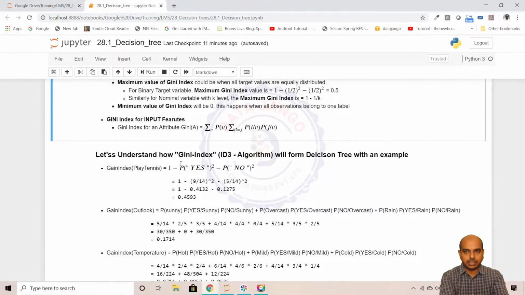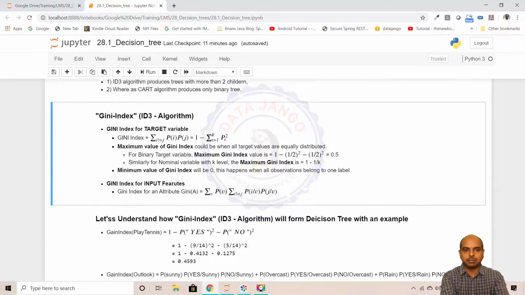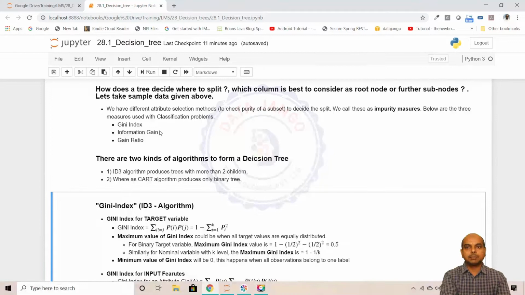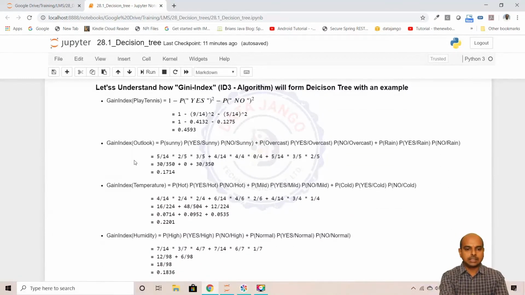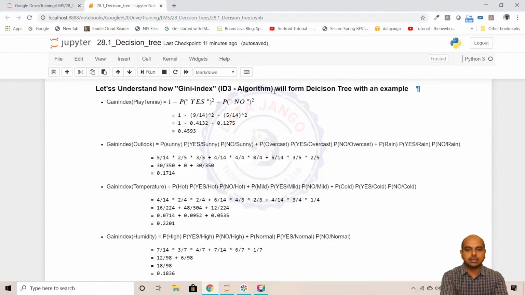Gini index is one impurity measure, information gain is another impurity measure, and gain ratio is another impurity measure. Information gain is nothing but cross entropy. We have seen cross entropy in the softmax regression classifier and logistic regression. It's a cost function, so the same formula applies here. If you look at the calculation here, we are doing the Gini index for the ID3 algorithm, and the Gini index for play tennis that we calculated is 0.4593.